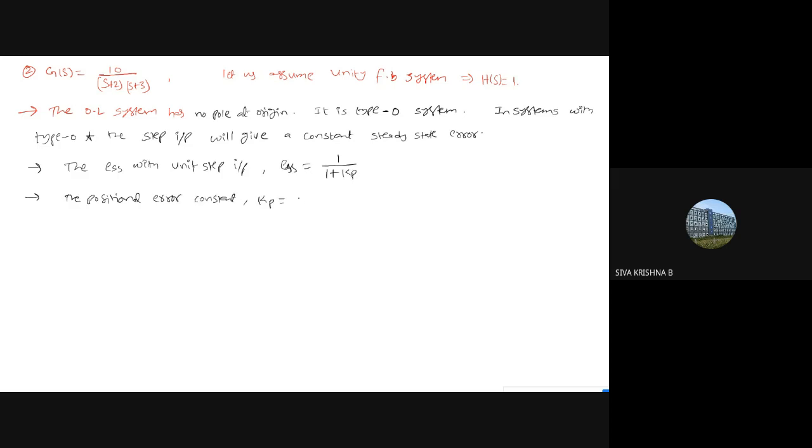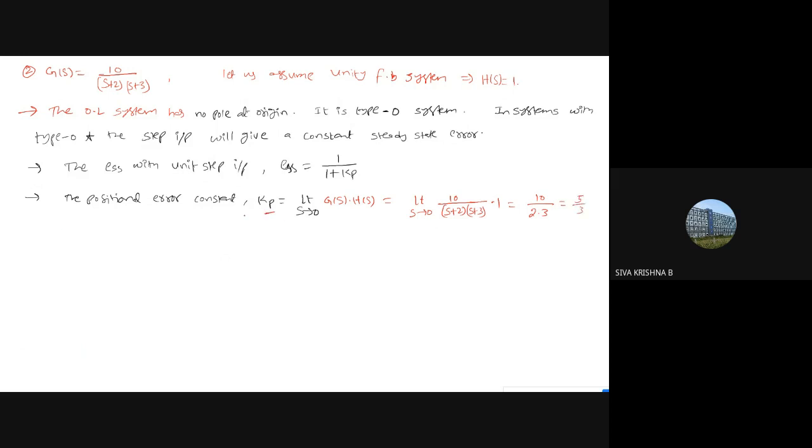Kp equals limit s tends to 0 of G of s into H of s. That is equals limit s tends to 0 of 10 by s plus 2 into s plus 3, and H of s is 1. So directly apply here, you will get 10 by 2 into 3. Means substitute s equals 0 wherever s is there. So this becomes 5 by 3, right?